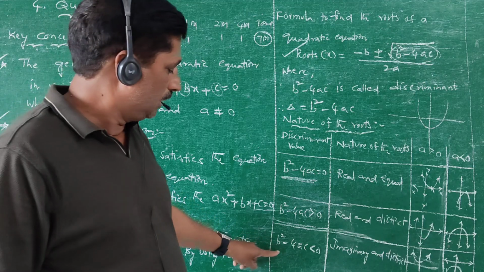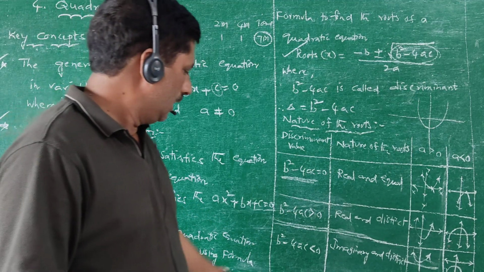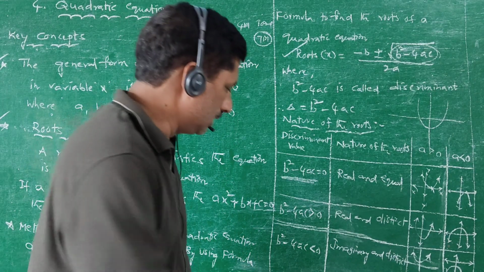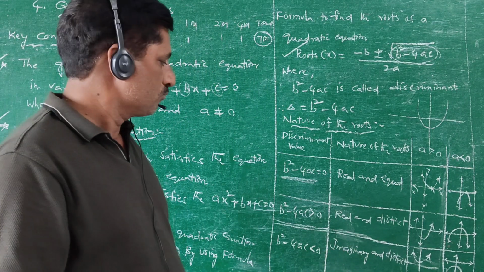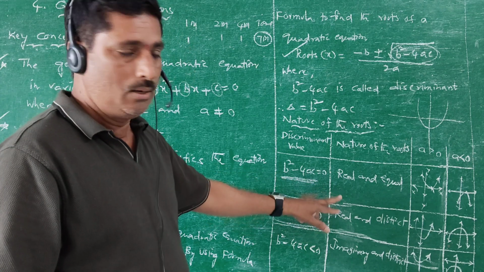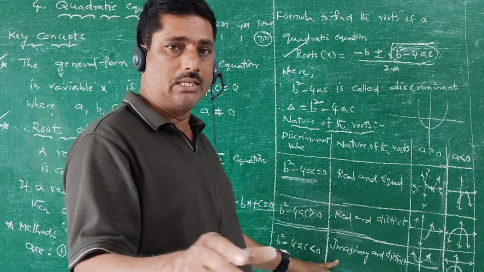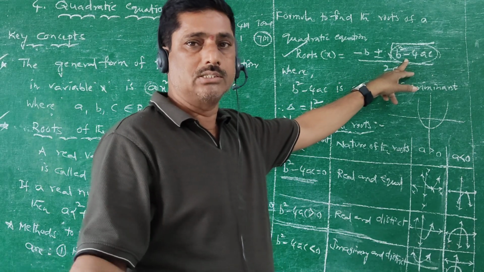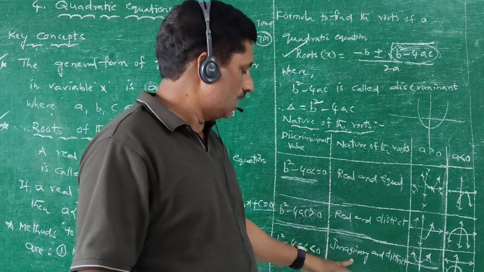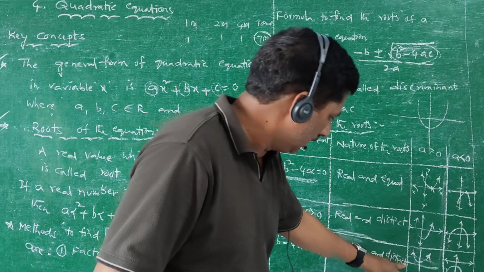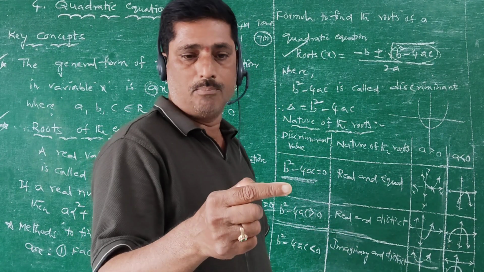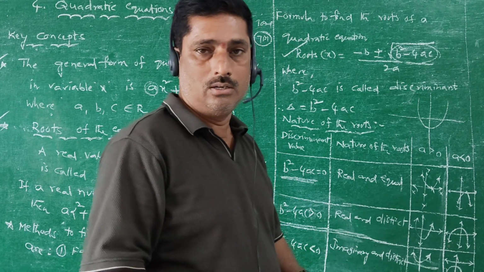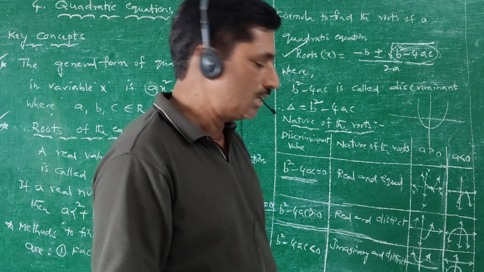Okay? If the discriminant value b square minus 4ac is less than 0, the roots are imaginary and distinct, not real. Imaginary is nothing but not real. These two roots are real, but when the discriminant is less than 0, we get a negative number under the square root, which is imaginary, so they are imaginary and distinct. The graph never intersects the x-axis. If any parabola never intersects the x-axis, the zeros are not real, they are imaginary numbers.